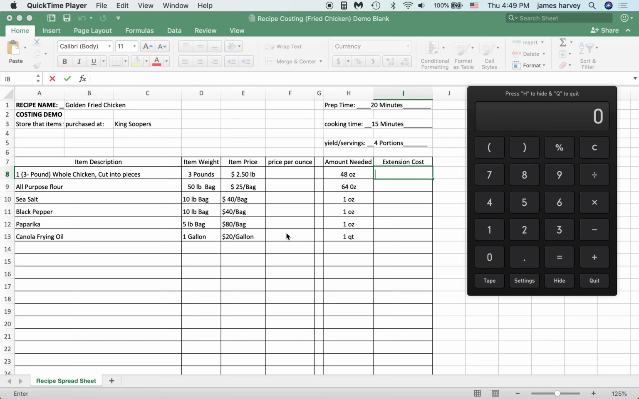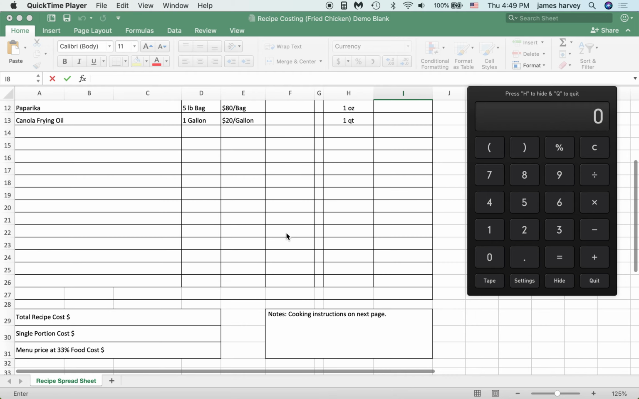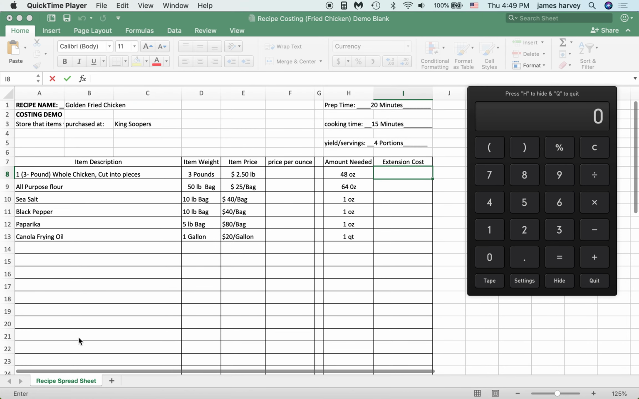In this video, I'll be giving you instructions on how to cost a recipe. We'll be looking at filling in the blanks on the costing spreadsheet so that you can come up with 3 specific items: total recipe cost, single portion cost, and the menu price figured at 33% food costing. When doing costing, it's best to use a standardized recipe.